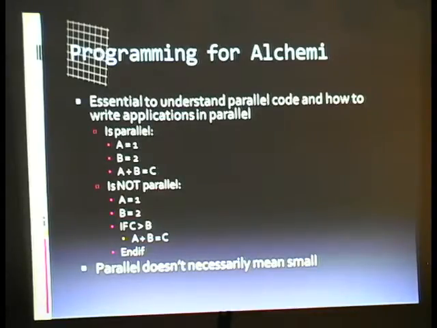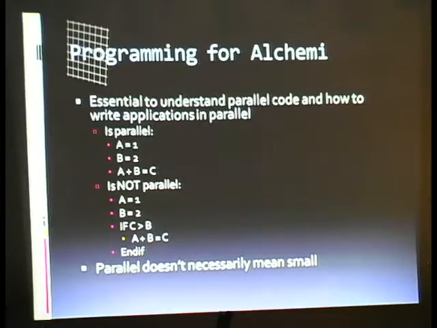The first little chunk is parallelizable. Okay, A equals 1, B equals 2, A plus B equals C. We don't care about anything else because we know what A and B are, and we know our output is C. So you would probably return C every time that thread is completed. Now the second one is not parallel.